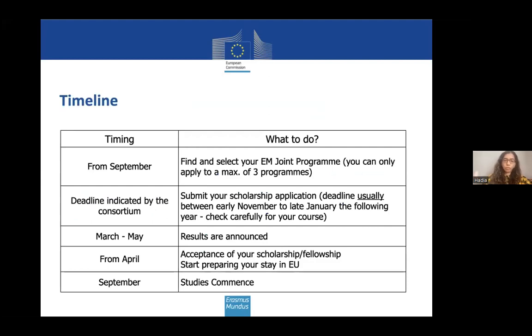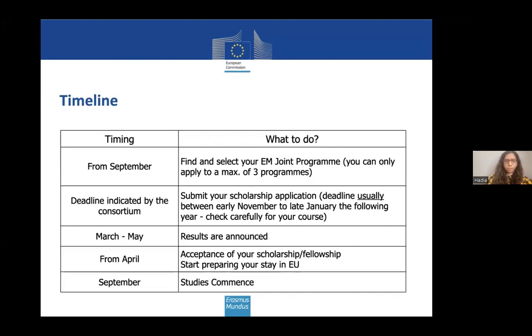So let's talk about the timeline now. Starting from September, you should at least research the programs you're going to apply to, and select the top 3 programs. Each program has its own website and resources, so you should go and search about which program you're going to apply to. Then from early November to January, there are going to be the scholarship deadlines for different programs. Each program has its own deadline. You need to check carefully on the website for your program and apply accordingly.